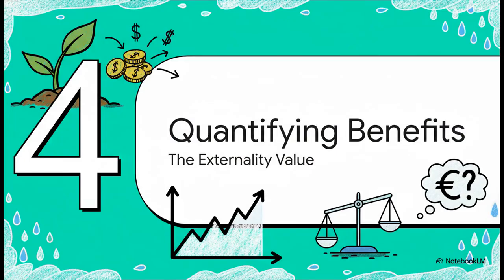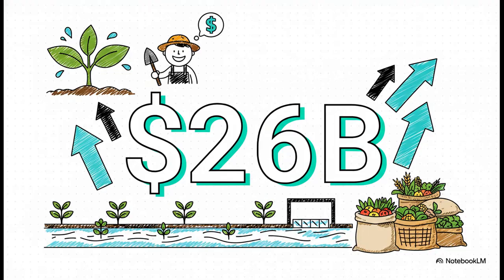Now, the research didn't just identify these benefits, it actually quantified them in monetary terms. This is often the trickiest part of analyzing externalities, but it's so important for understanding their true scale. First, the private benefit. Over the period they studied, the farmers who were doing the irrigating saw their crop yields increase by a value of $26 billion. This is the direct benefit that drives their decisions. You can see the incentive, right?